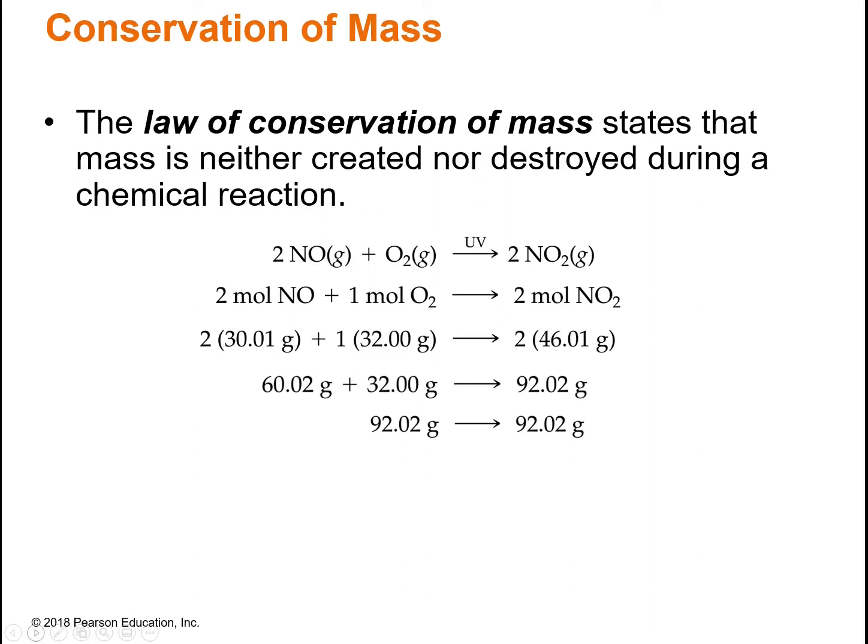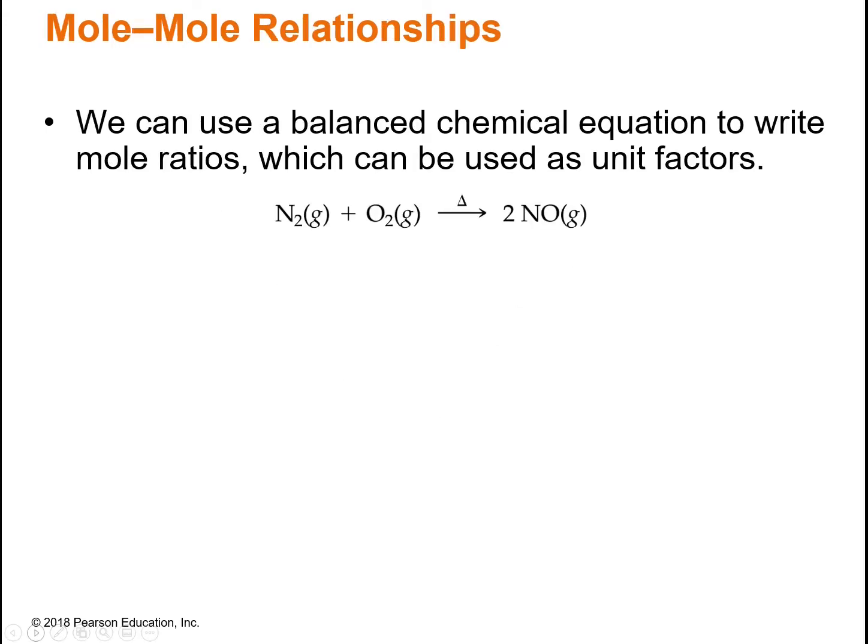So if you add together the number of grams that 2 moles of nitrogen monoxide and 1 mole of oxygen gas are together, you get 92.02 grams. 2 moles of nitrogen dioxide will give you the same thing. So mass is neither created nor destroyed during a chemical reaction. You can use these balanced equations to write mole ratios, and these can be used like unit factors. I'll show you what I mean.